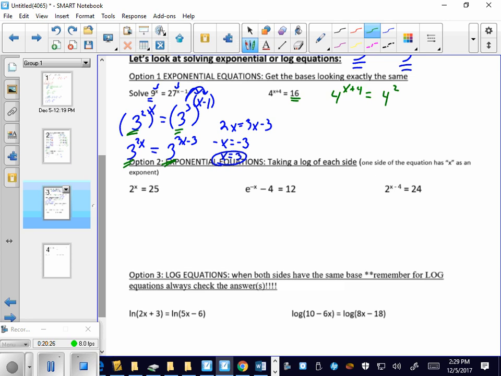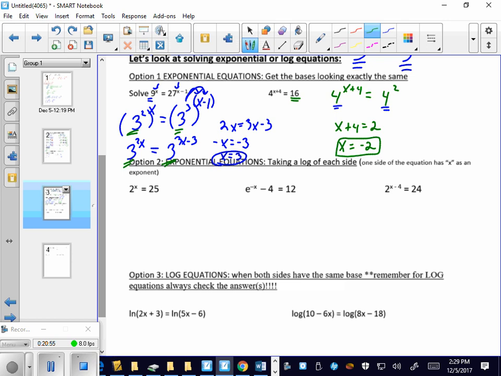So now the bases are the same. Both of them are a base of 4. I can set the exponents equal to each other and solve. So x plus 4 must equal 2. Subtracting 4 on both sides gives me that x equals negative 2. And there's the solution, because if you plug negative 2 back into the first one, you would get 4 squared, which of course is 16.